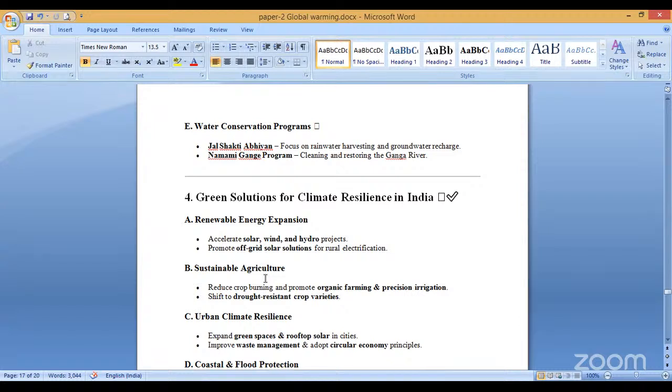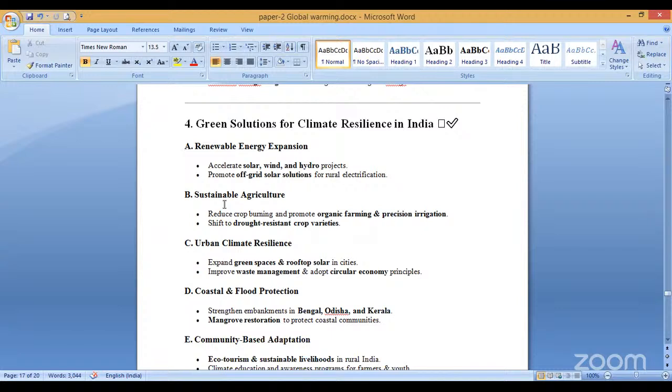Green solutions for climate resilience in India. Renewable energy expansion: accelerate solar, wind, and hydro projects. Promote off-grid solar solutions for rural electrification. Sustainable agriculture: reduce crop burning and promote organic farming, precision irrigation, and a shift to drought-resistant crop varieties.